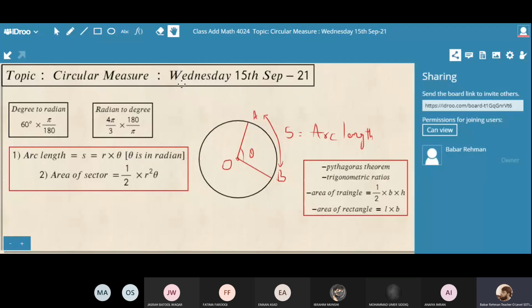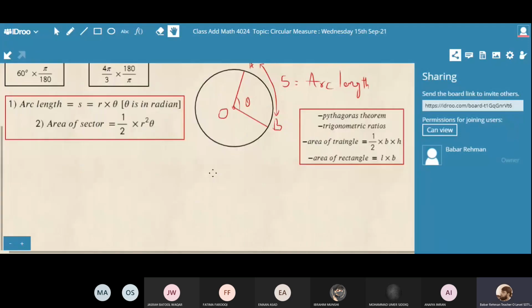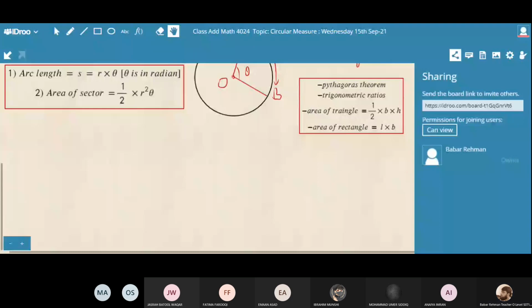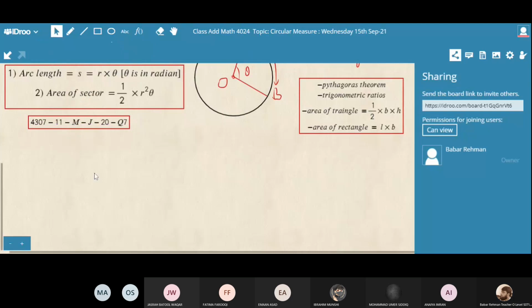Okay, students, all of you have written the formulas. Should I continue? Yes, sir. Okay. Now I'm going to the concept of the topic. Students, please note down the question I'm going to do. That is 4037. 4037 means your code. 11 means your paper 1, variant 1. M means May and J means June. 20 means 2020 paper. And then question number 7. Please note this in the question paper. Question number 7 we will be doing.